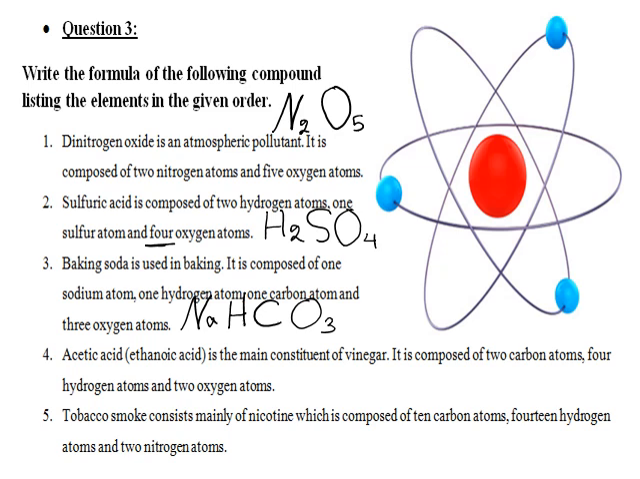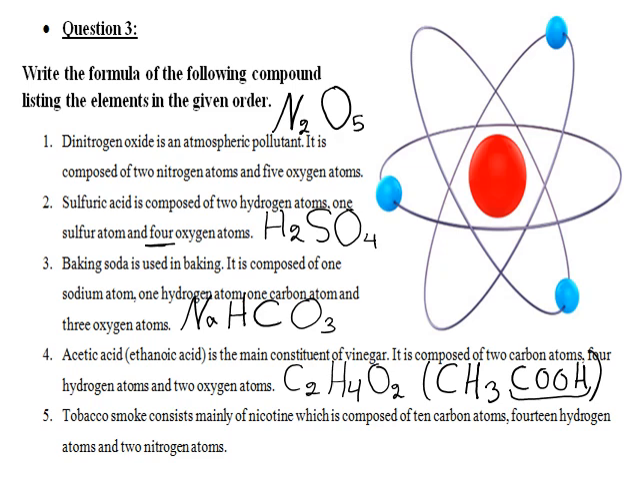Acetic acid or ethanoic acid is the main constituent of vinegar. It's composed of 2 carbon atoms, so it's C2. 4 hydrogen atoms, so H4, and 2 oxygen, O2. The formula of ethanoic acid is C2H4O2, or we can write it another way, CH3COOH. Whenever we see COOH, it goes for an acid. Whenever we see OH at the end, it goes for alcohol.